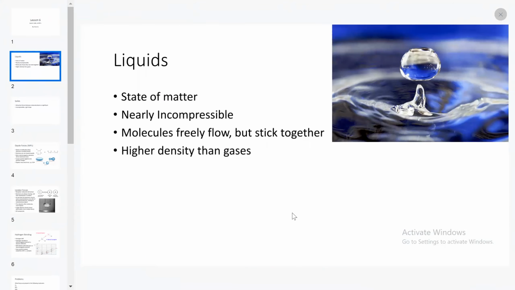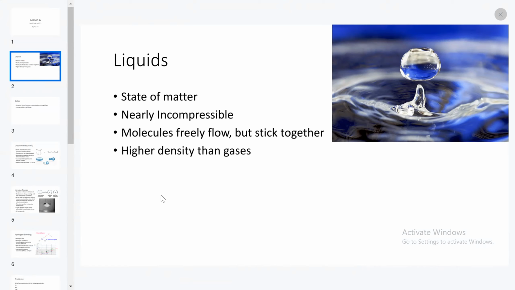So first, what is a liquid? Okay. So liquid is one of the 4 fundamental states of matter. So the other states, does anyone remember the other states of matter? So we have gases, which we already covered, and we have solids and plasma. Okay.